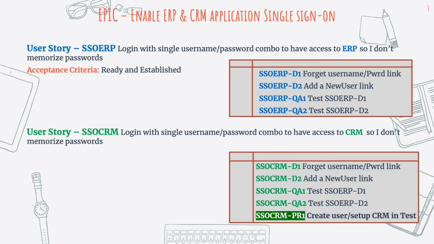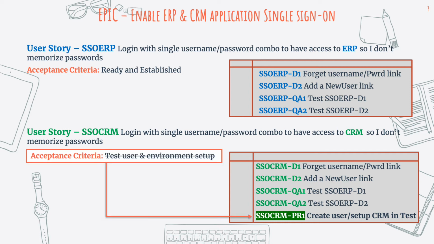However, in the evaluation of acceptance criteria it was found that the test users are not available, and the CRM application environment is not ready yet. For that, another task, CRM PR1, highlighted in green, has been created. Guys, the ERP development team are in a position to commence work immediately. However, CRM has to wait for completion of the CRM PR1 task to prepare their test environment.